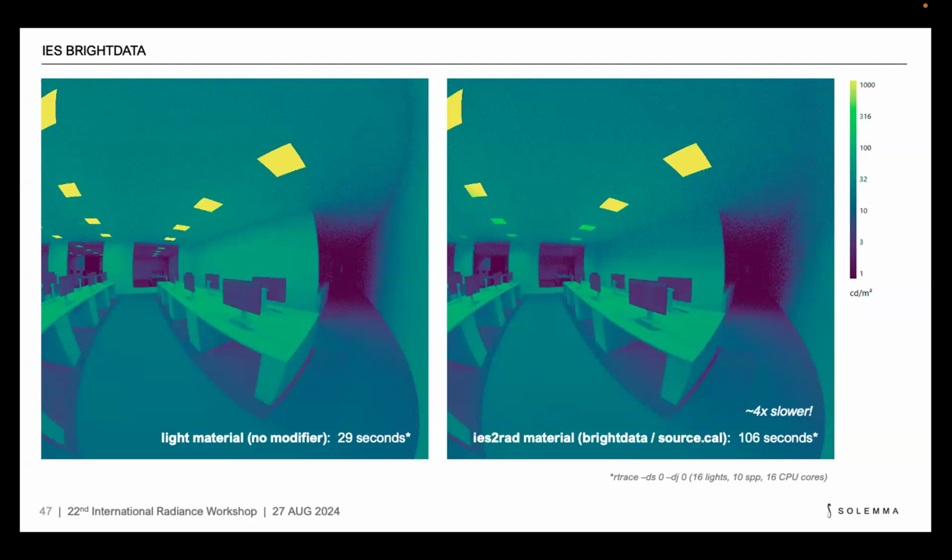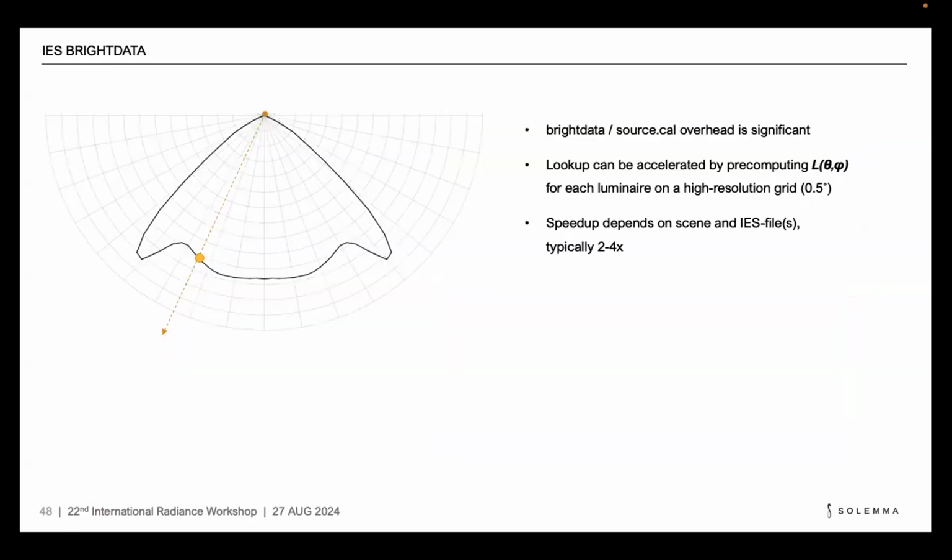One other speed up that we've been undertaking with electric lighting is that there's a pretty significant overhead with IES-Terad when it looks up the data via source.cal. What we're looking at here is, on the left-hand side, a glow source lamp rendering, and on the right-hand side, IES-Terad. And it takes about 4 times longer to simulate that than just using a simple glow material. Of course, you don't want to use just a simple glow material because you lose your luminaire distribution properties.